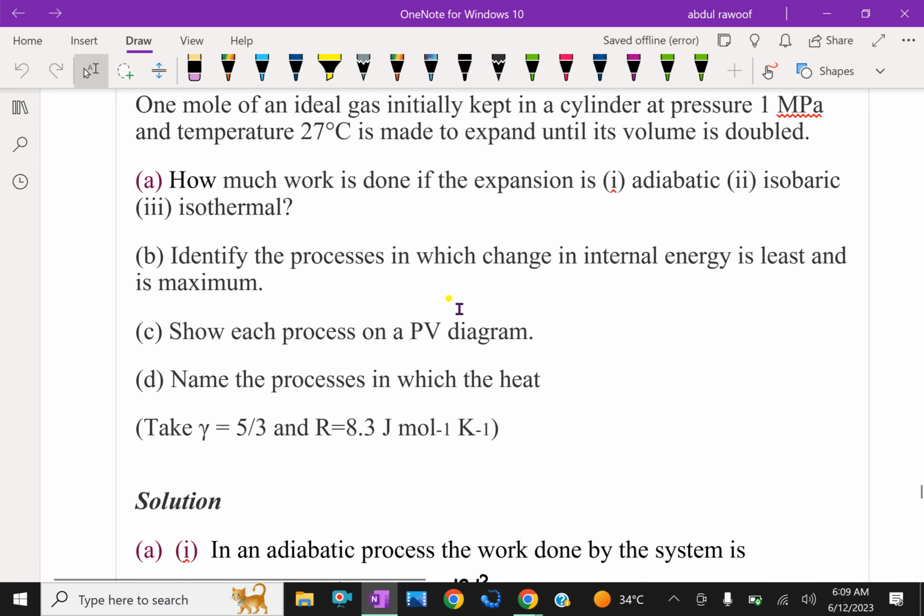One more example. 1 mole of an ideal gas initially kept in a cylinder at pressure 1 megapascal at temperature 27 degrees Celsius is made to expand until its volume is doubled. How much work is done if the expansion is adiabatic, isobaric and isothermal? Second part, identify the process in which the change in internal energy is least and is maximum. Show each process on a PV diagram. Name the process in which the heat.